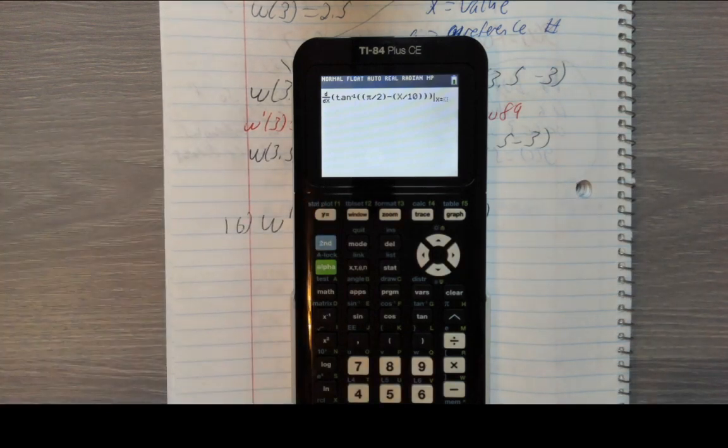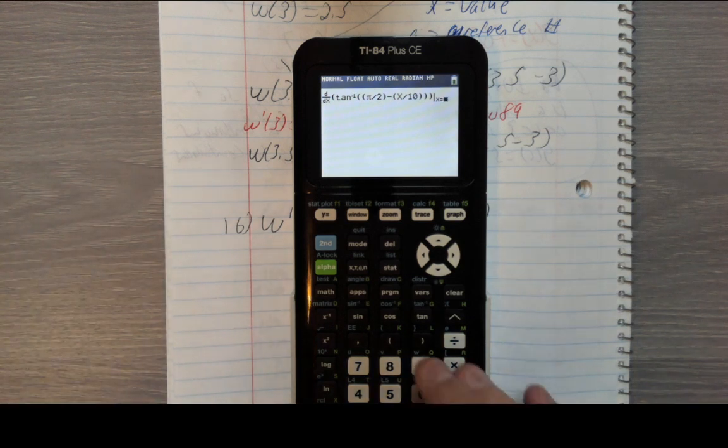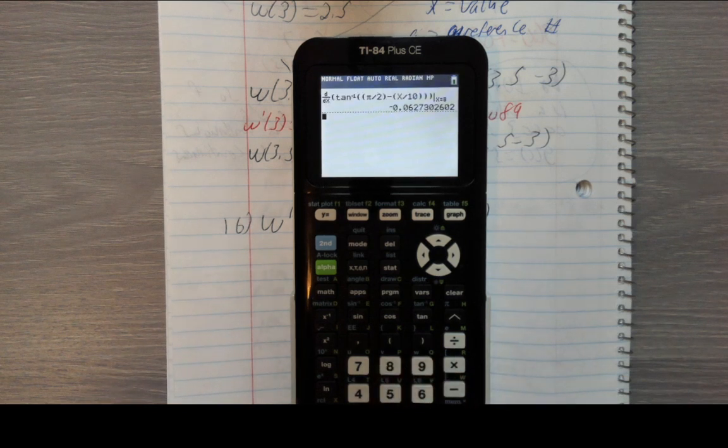Remember, you cannot find a general derivative in your calculators, so you always have to evaluate it at a point, which kind of stinks, but it makes sense. In this case it's okay because we want to find f prime of 8. So I'm going to put x equals 8, press enter, and that's what I get.